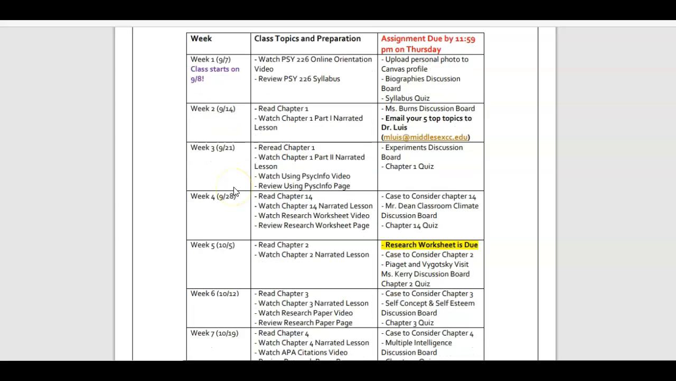So let's take an example. Let's look at week number 4. All right, so week number 4 is right here. You've got your date of when week number 4 is. Again, if you're taking this during the spring or a different time in the fall, this will be a different date, but it's still week 4.